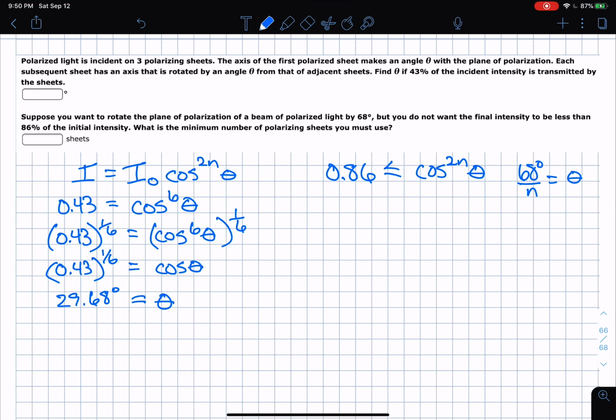Okay, so that means 0.86 must be less than or equal to cosine squared, to the power of 2n, and then I'm going to have 68 divided by n. And let me just, to make this clear, put parentheses there because the cosine is acting on that fraction.